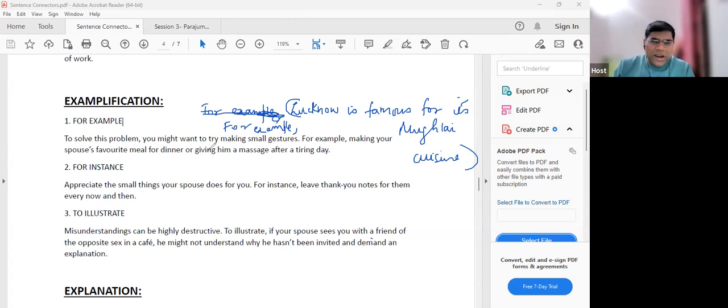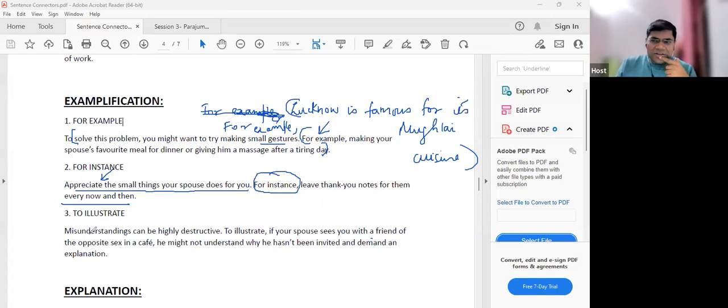To solve this problem, you might want to try making all gestures. For example, there was a question that I took in one of the odd sentences. For example, chronic pain, something like this can be cured. So this can only make sense if you have something like this. Appreciate the small things your spouse does for you. For instance, leave thank you notes for them every now and then. So author says you have to appreciate the small things your spouse does for you. For example, leave thank you notes for them every now and then.